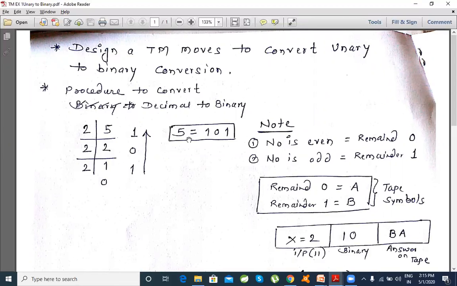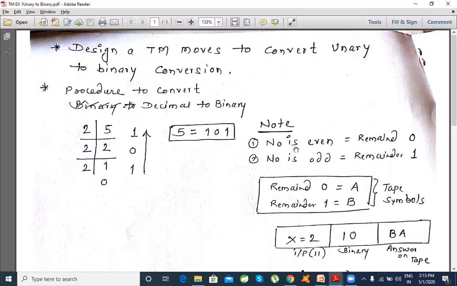This time it looks like a palindrome, but whatever remainders you get, you read from bottom to top. So in reverse order, we read this. So 5 is converted to its binary.